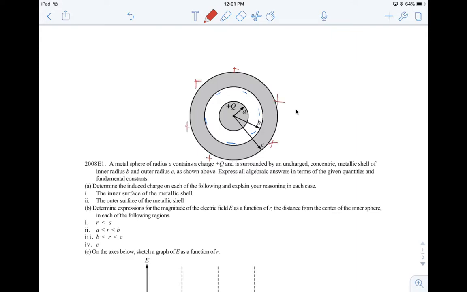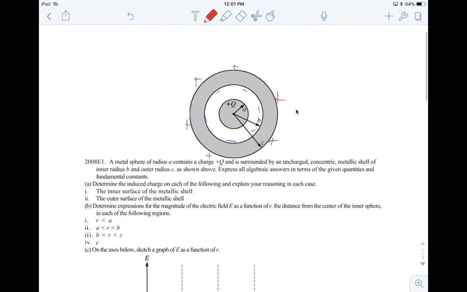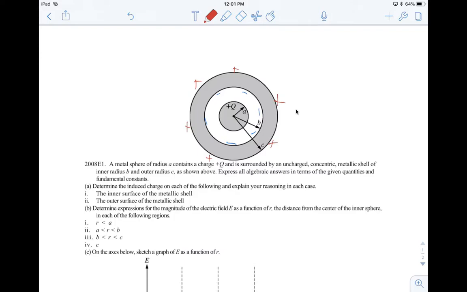Okay, and we want to figure out what are those charges? How much charge is on the inside? How much charge is on the outside? They will ask this question. It's a pretty common question. The way that you deal with this is you draw Gaussian surfaces in different areas. You want to draw them in areas where you already kind of know what the electric field should be.